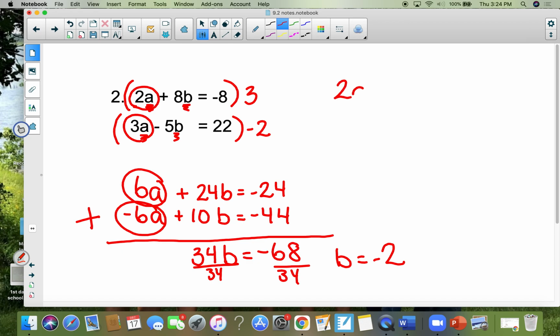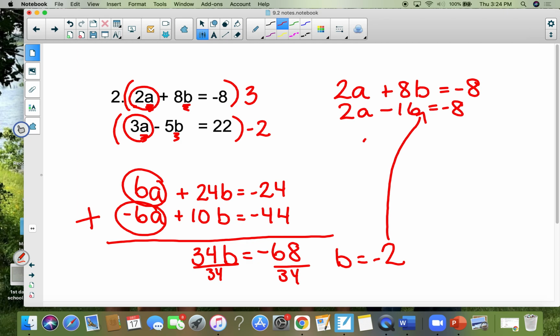I'm just going to go up into the 2a plus 8b equals -8. I'm going to replace my b with -2. So it's 2a, 8 times -2 is -16, equals -8. 2a equals, add 16 to both sides, I get 8. So a equals 4. The book will write it as an ordered pair alphabetically. The a comes first, so it's (4, -2) should be the answer.